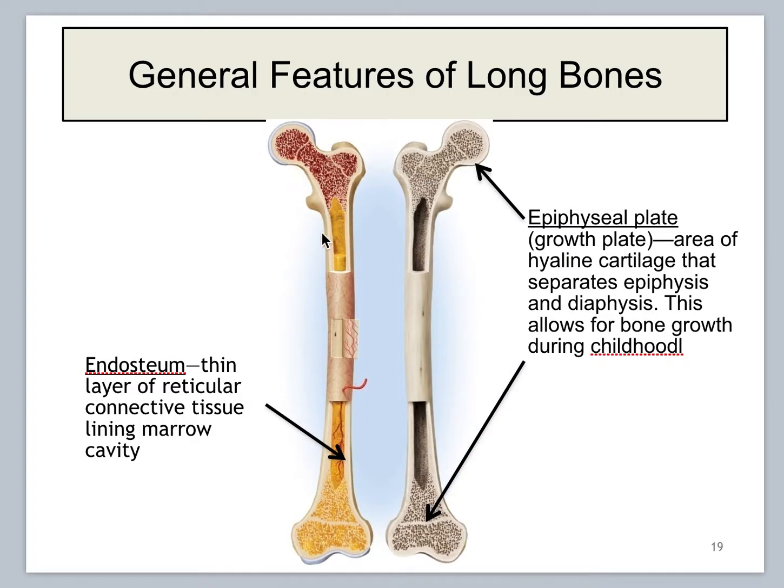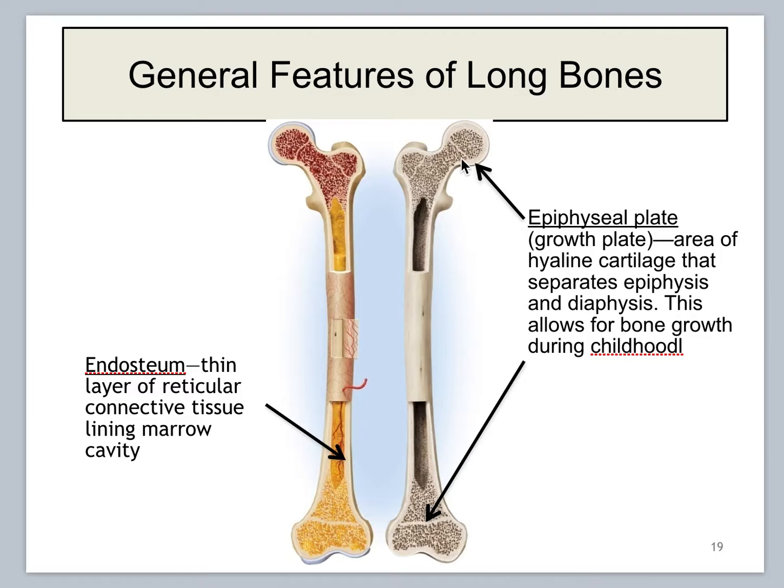The periosteum is a membrane surrounding the outside of the bone. The endosteum is a membrane surrounding the inside of the bone, or surrounding the marrow cavity. That's the endosteum. Endo, think of inside, and osteum, endosteum. Whereas periosteum, peri means around, that goes around the bone.